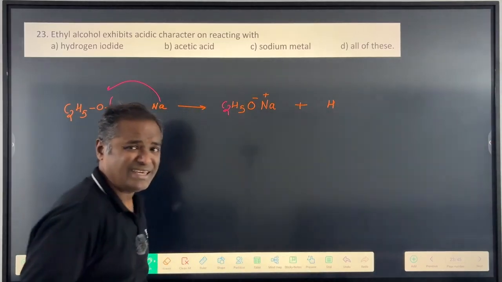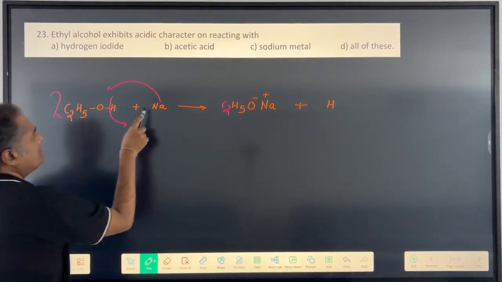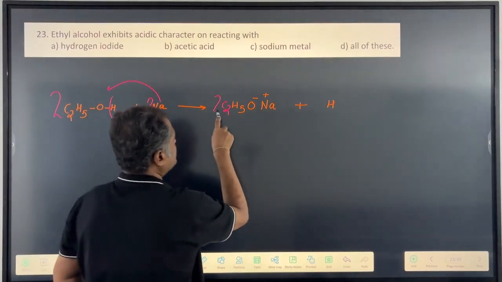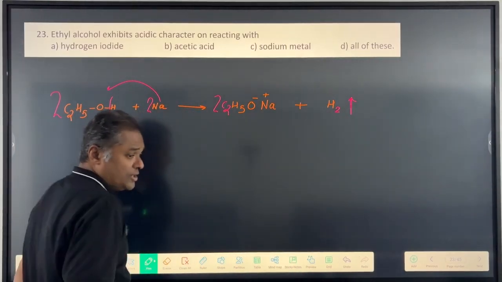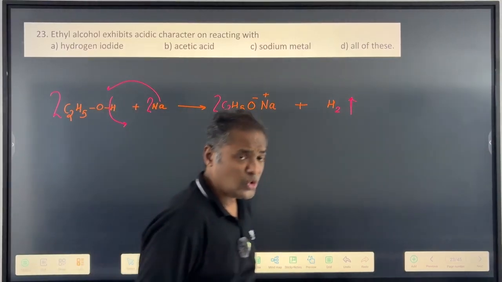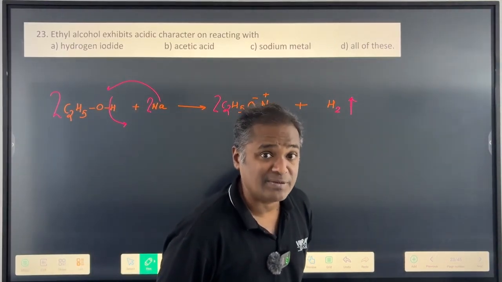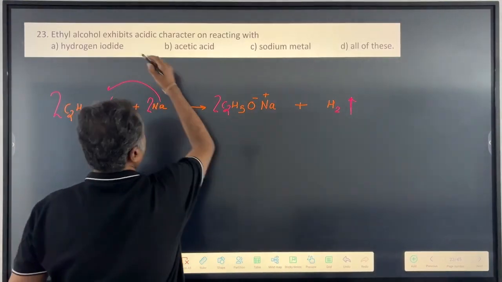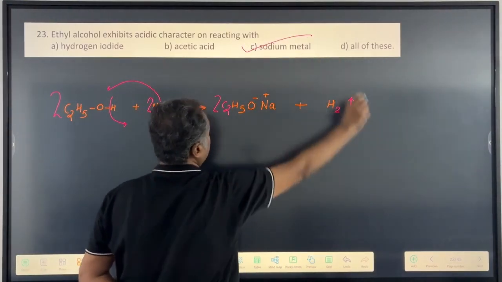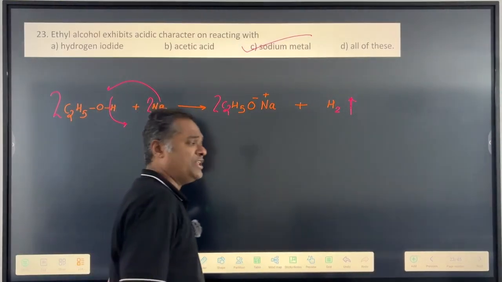But we know that H cannot be stable in the atomic state. So, you need to balance this reaction, and you will get nothing but hydrogen gas. So, here you can see that only the reaction with sodium metal can explain that alcohols are acidic in nature. That means your correct answer is sodium metal. Is it clear, child? Let's proceed with the next part, child.